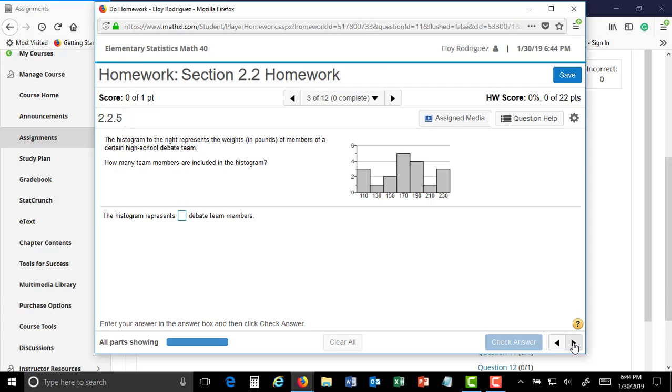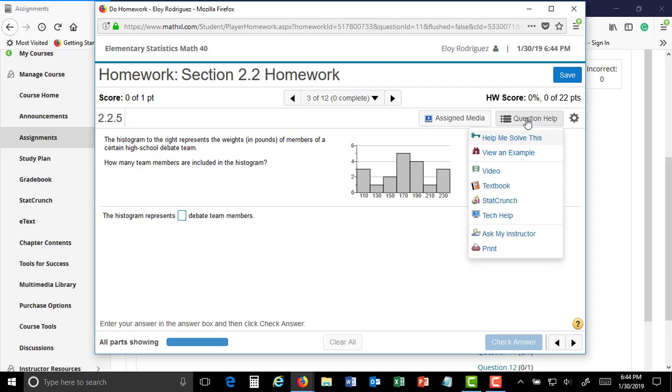Now, let me see if this has it. I don't know if this one, this probably doesn't because there's no, oh yeah, it does. So this is kind of cool because when you do that, you can say, view an example. Or you can say, open the textbook. Or if I want to, I can go to StatCrunch. Or last resort, you can ask me. No, just kidding. But you can print it out and bring it to class if you don't get that problem, right?